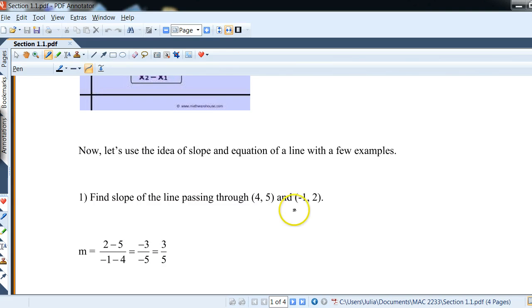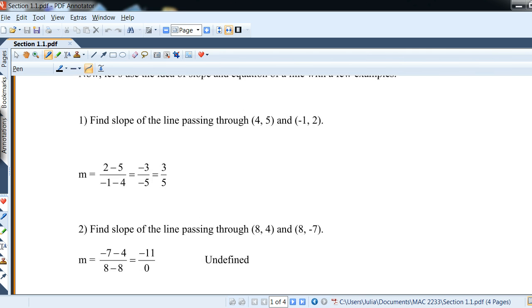For example, if we're trying to find the slope passing through the 2 points, well, basically we can compute the change between the two y values, 2 minus 5, over the change in x values, negative 1 minus 4. So we'll get negative 3 over negative 5, which will get 3 over 5. So very quick and easy review.